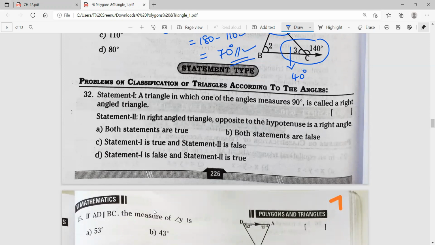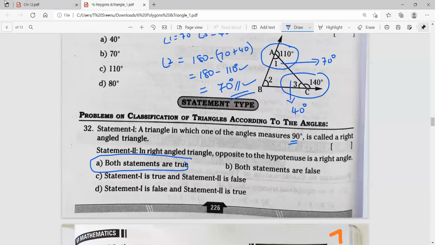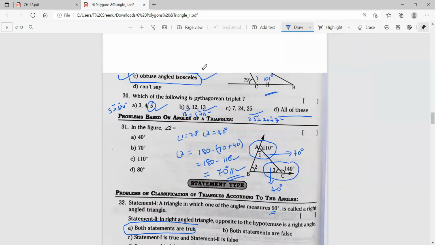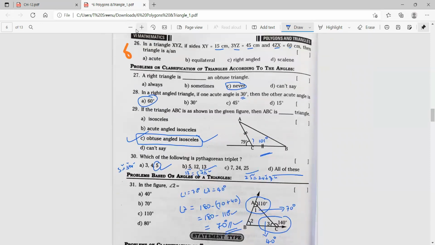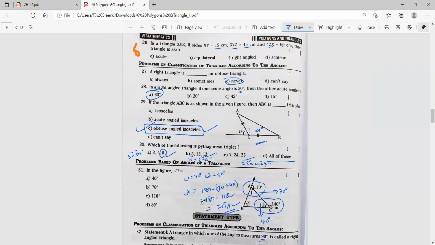A triangle in which one of the angles is 90 degrees is called a right angle triangle. In a right angle triangle, the angle opposite to the hypotenuse is a right angle. So both the statements are true. Okay, so just check it out. Questions 26 to 32. Please check it, 26 to 32.